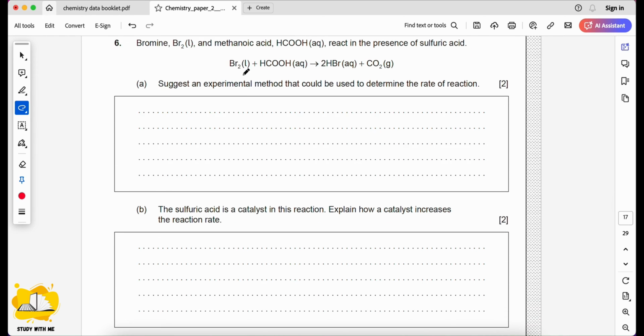Bromine, Br2, and methanoic acid react in the presence of sulfuric acid. Suggest an experimental method that could be used to determine the rate of reaction. To determine the rate of reaction, you can always measure change in mass or in pressure or in volume of gas CO2 produced, or you can also check electrical conductivity.